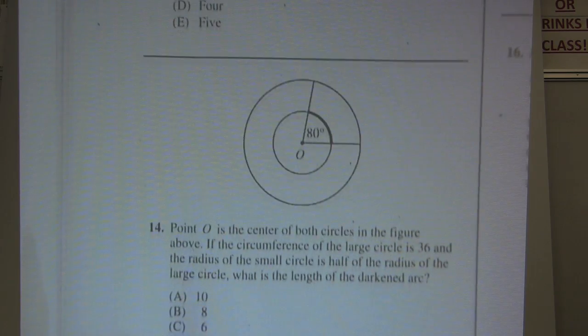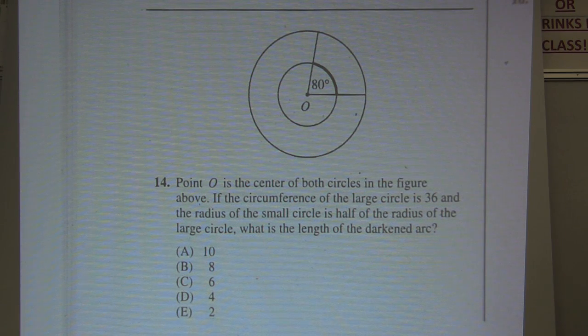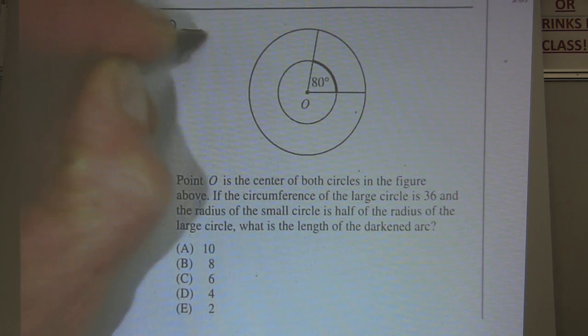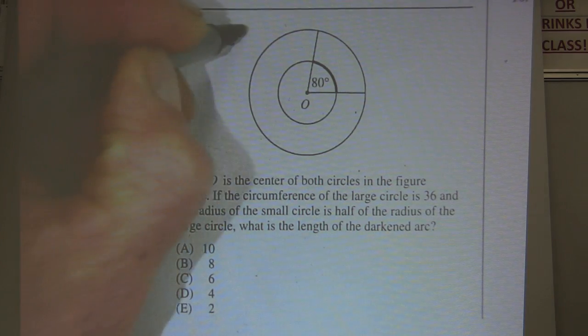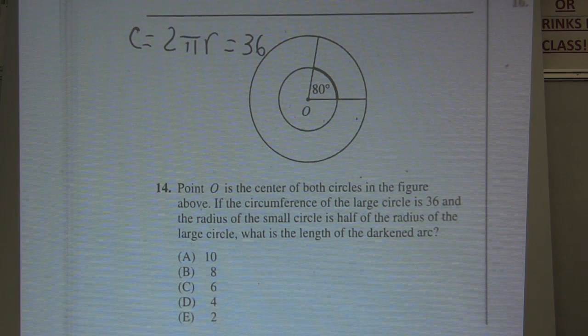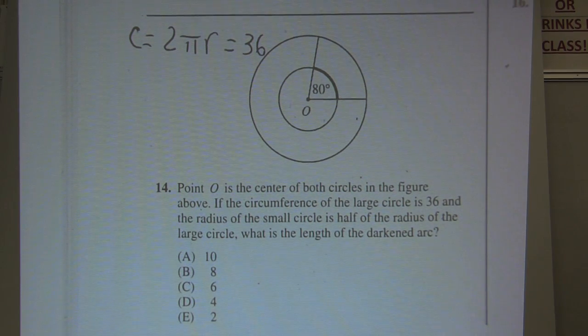Alright, we've got another circle one here. Looks like a sector of a circle happening. Point O is the center of both circles in the figure above. If the circumference of the large circle is 36, okay, remember you guys, circumference is equal to 2 pi r. Now it's just 36. They didn't tell me anything about pi. They just said it's 36. And the radius of the small circle is half the radius of the large circle. Okay, we'll come to that in just a second.